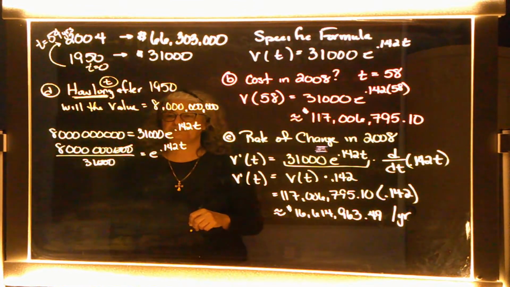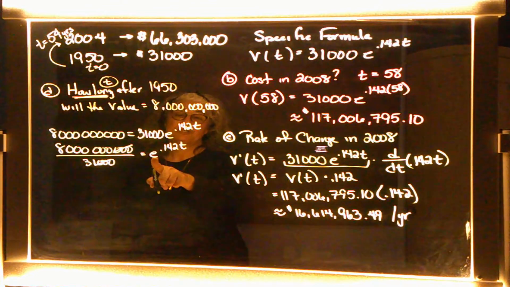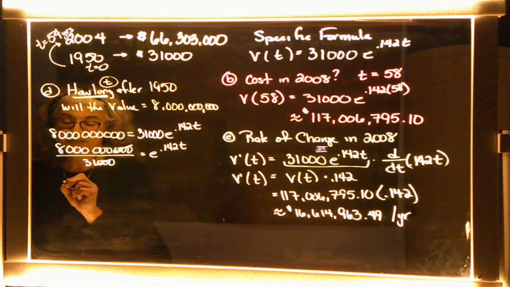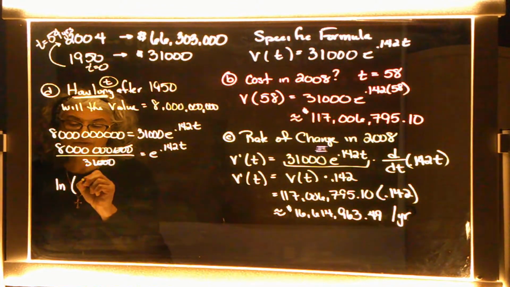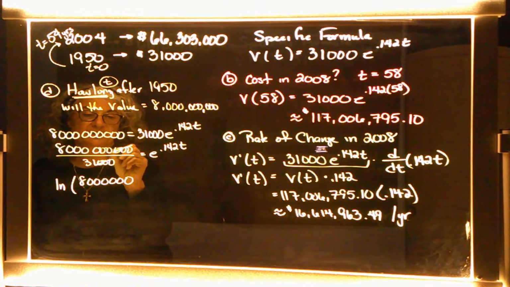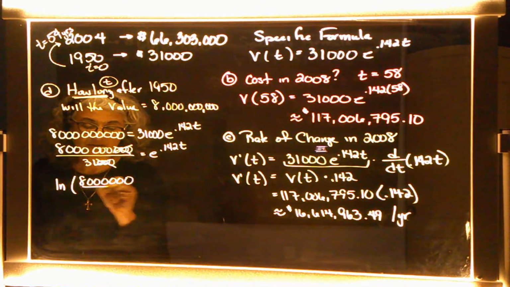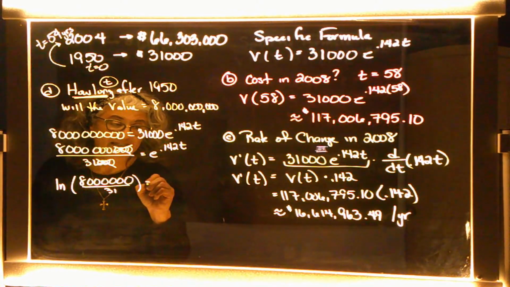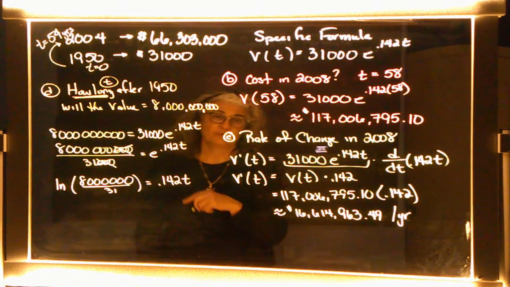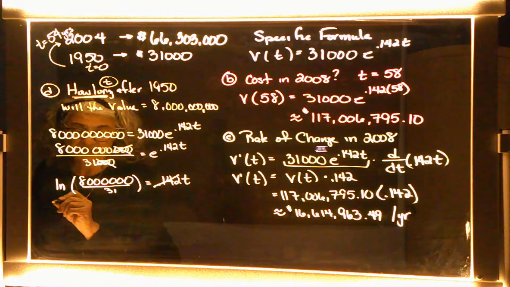Okay. Then what? Good, I got to get rid of the e. So to get rid of the e, natural log it on both sides. So I'm going to end up taking the natural log of 8 million, because remember I canceled these three zeros, so to speak, by dividing by 1,000, over 31 equals the 0.142t. Then what? Good, divide by the 0.142 on both sides, right?